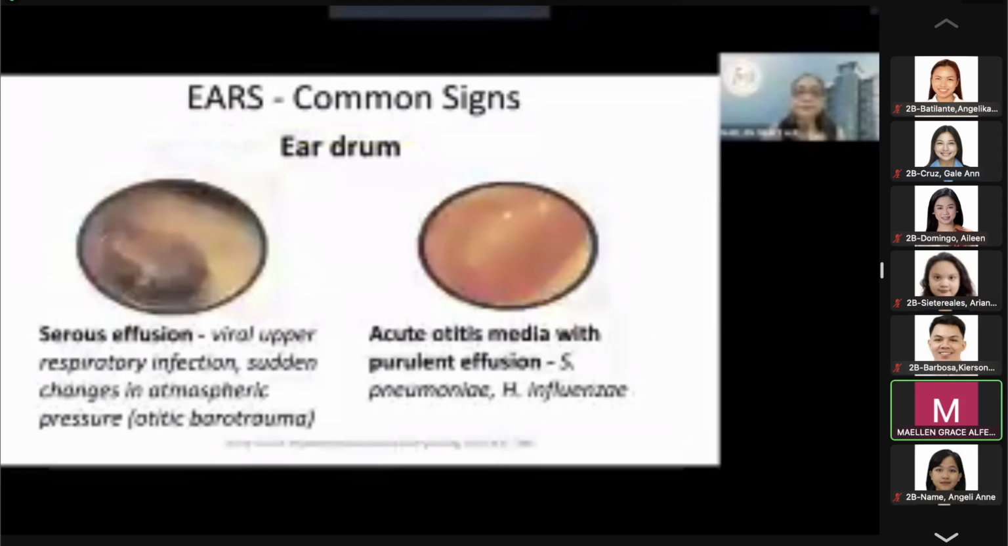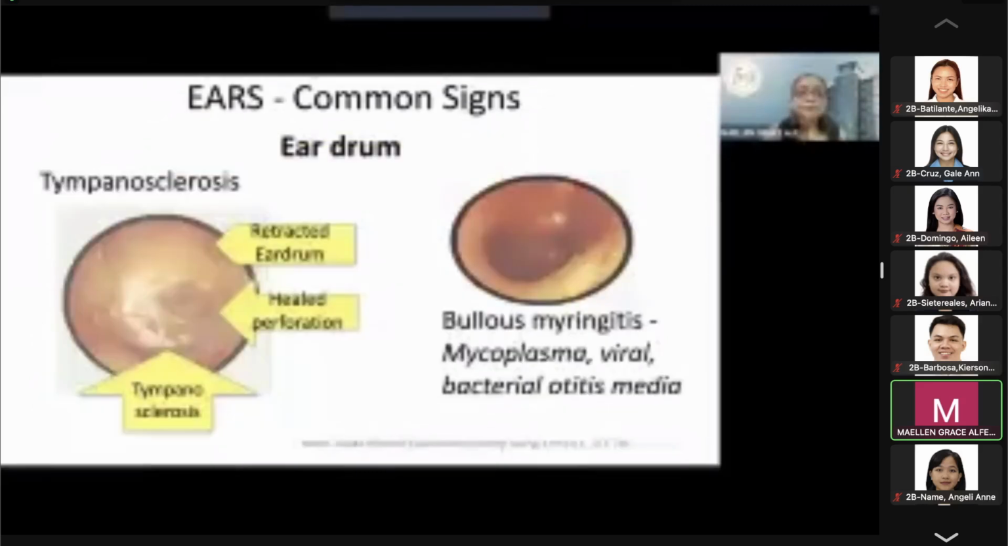Okay. Other findings in the eardrum, you can see a retracted eardrum, so the upper portion is pulled inward. You can see here a healed perforation, the middle portion. And the last one would be tympanosclerosis, that whitish portion there, which is some form of scarring after either an infection or a trauma. Okay.